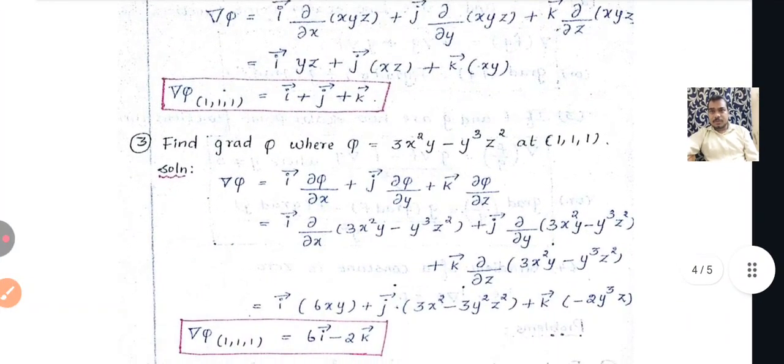Similarly, we have to prove the third example. Further, we have to see the next topic in the next video.